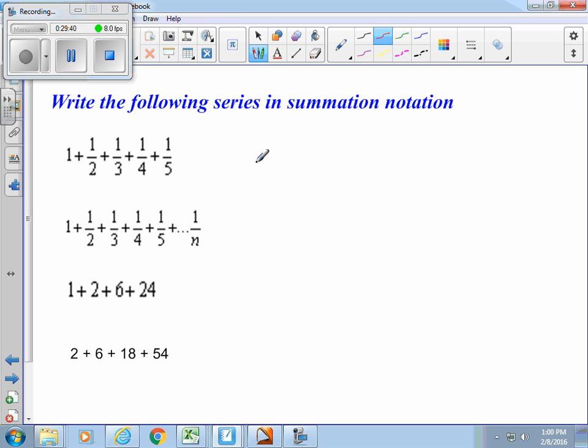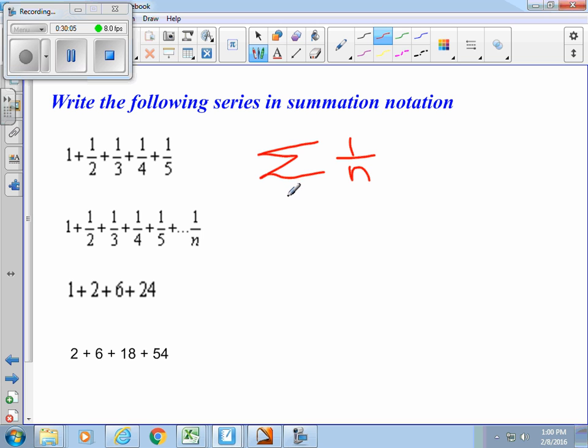The first one is not arithmetic or geometric. Would you agree? But what is the explicit formula? It's not actually too bad. 1 over n or 1 over n plus 1. Both of those would work. Why would both of those work? Why did I agree with both of you?